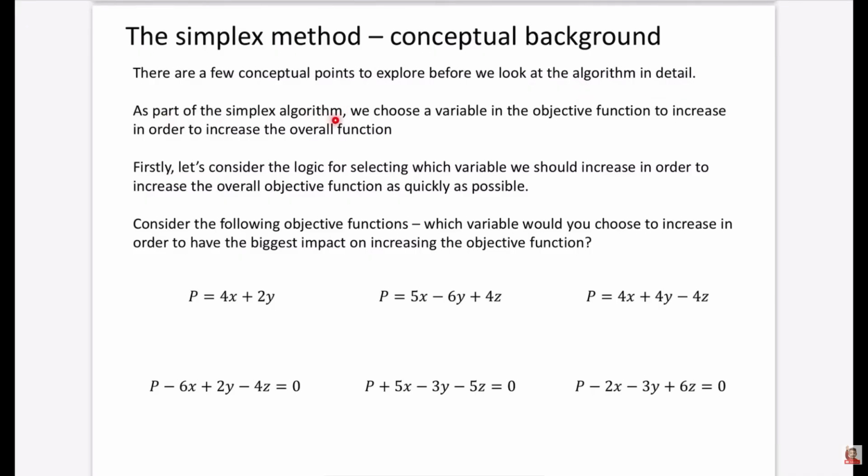As part of the simplex algorithm, we choose a variable in the objective function to increase in order to increase the overall function that we've got there. Firstly, let's consider the logic for selecting which variable we should increase in order to increase the overall objective function as quickly as possible. So let's consider the following objective functions that I've got down here.